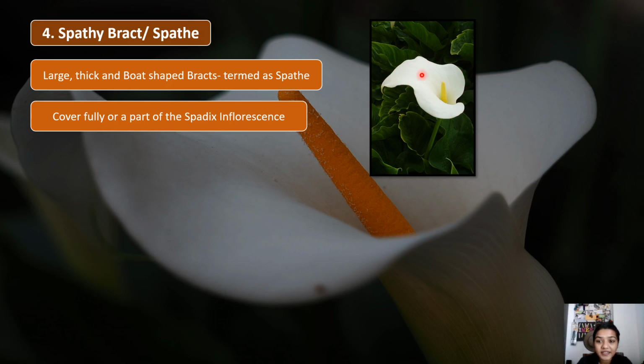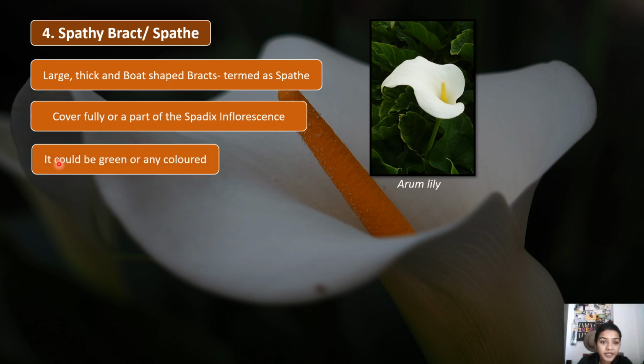And this is brightly colored and also it can attract insects, right? Now this spathy bract could be green or any color. So this spathe that we see could be white in color, it could be green in color, or it could have n number of colors. There are n number of plants like this that have red, yellow, purple kind of spathe, right? So any color could be present in the spathe.